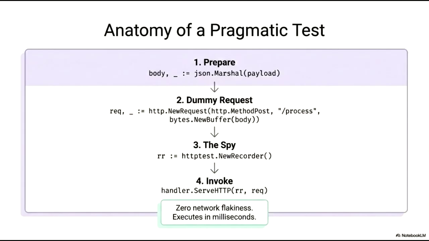Second, we create a dummy request. Using the standard library's newRequest function, we specify the POST method and the target endpoint, then wrap our byte slice in a buffer. This simulates a real incoming request without the need for an active network connection.